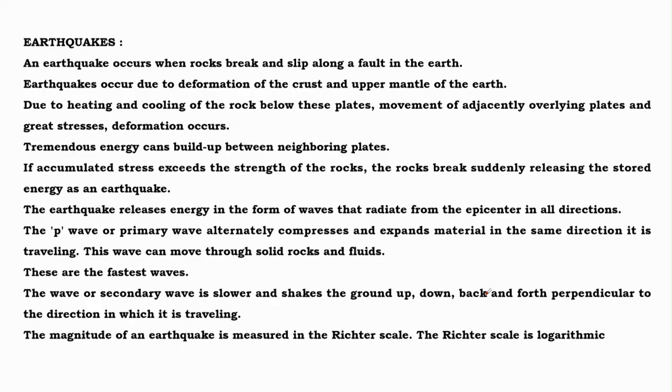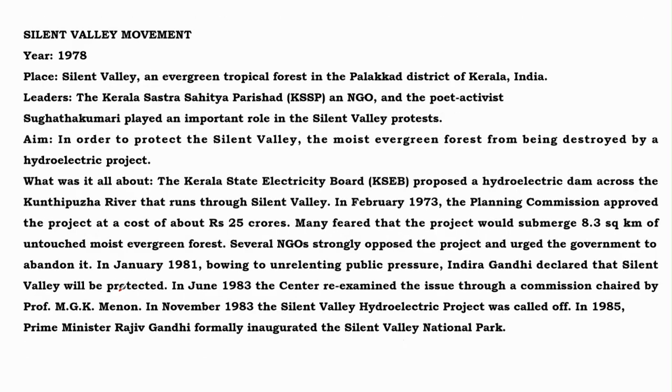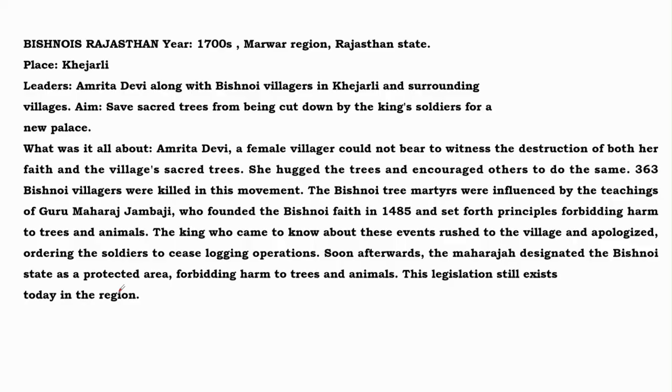So, an earthquake occurs when rock breaks and slips along a fault in the earth. Here they have given some causes and other things. You can just go through. Then the effects of earthquake: ground shaking, liquefaction of soil, ground displacement, floods, fire and tsunami. Control of earthquakes is also given. You can just go through this. So you have been given the important parts of this.